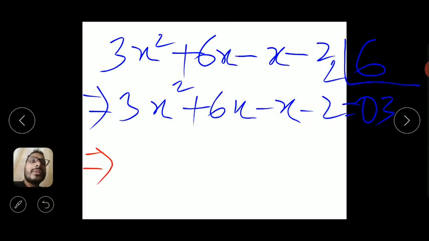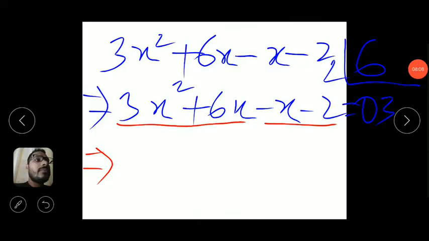Now next part is grouping it. So let's group it. The first group is this one, second group is this. After grouping, we have to again factorize it. So you have to take the HCF of these two terms first. So what is the HCF of 3 and 6? It is 3. And what is the HCF of x square and x?